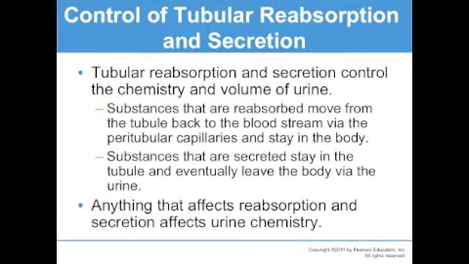So the processes of tubular reabsorption and secretion control the chemistry and the volume of our urine. The substances that are reabsorbed move from the tubules back into the bloodstream by way of the peritubular capillaries, and this is the way things are saved to stay in the blood. The substances that are secreted stay in the tubule and will eventually go out of the body in the urine. Remember that anything that affects the reabsorption and the secretion has an effect on the urine chemistry.